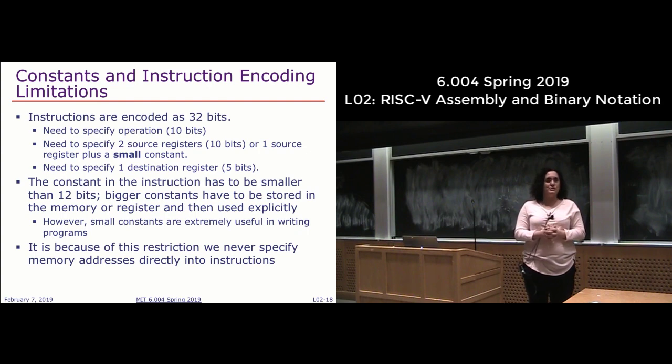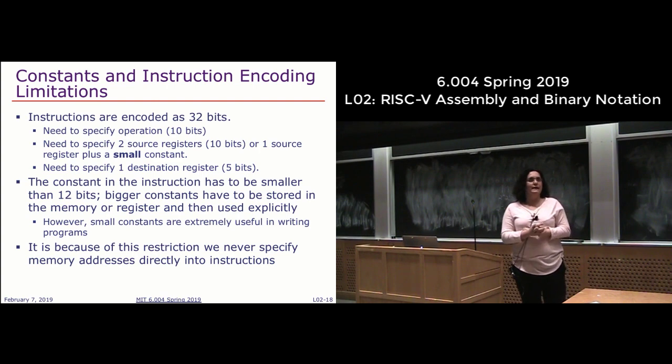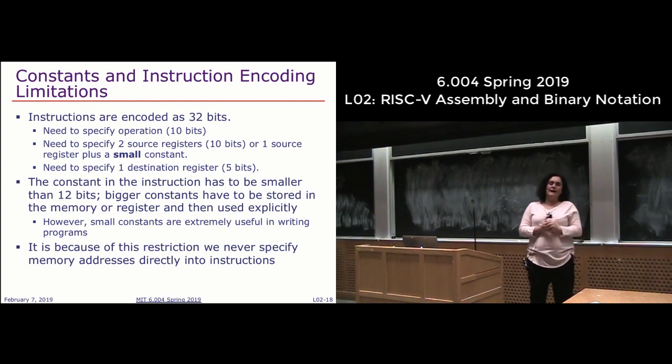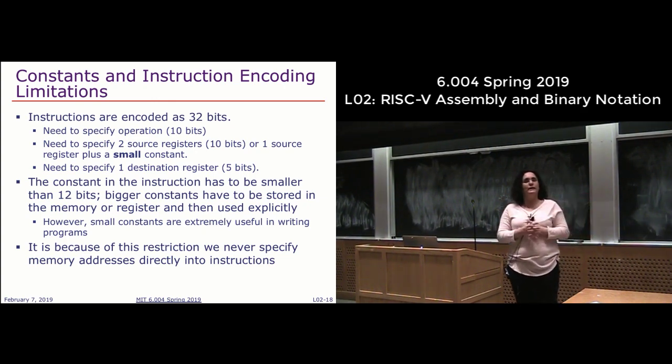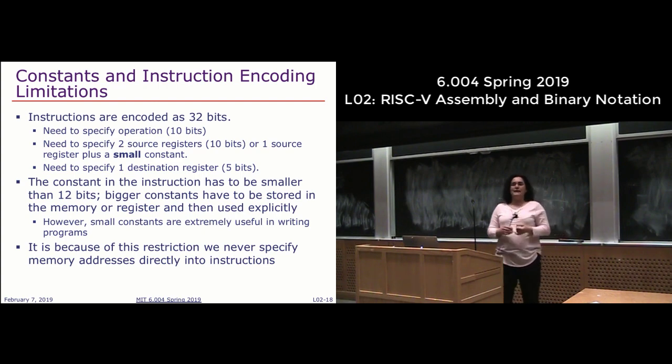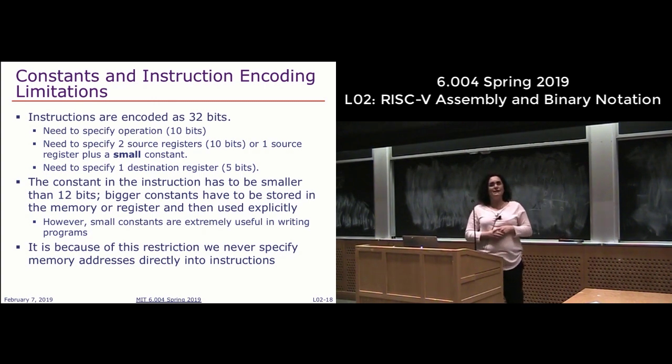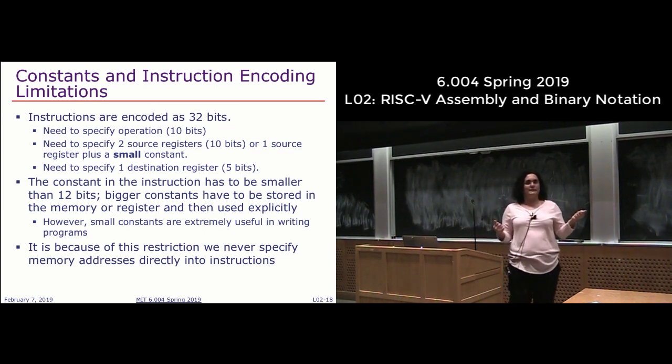How many total registers do I have? 32. In binary, how many bits do I need in order to represent the numbers 0 through 31? 5, exactly. So for each one of those operands, I need 5 more bits, okay? So I might have 5 bits for one source, another 5 bits for the second source, and then another 5 bits for my destination. So you see very quickly that I'm running through these 32 bits very quickly, okay?